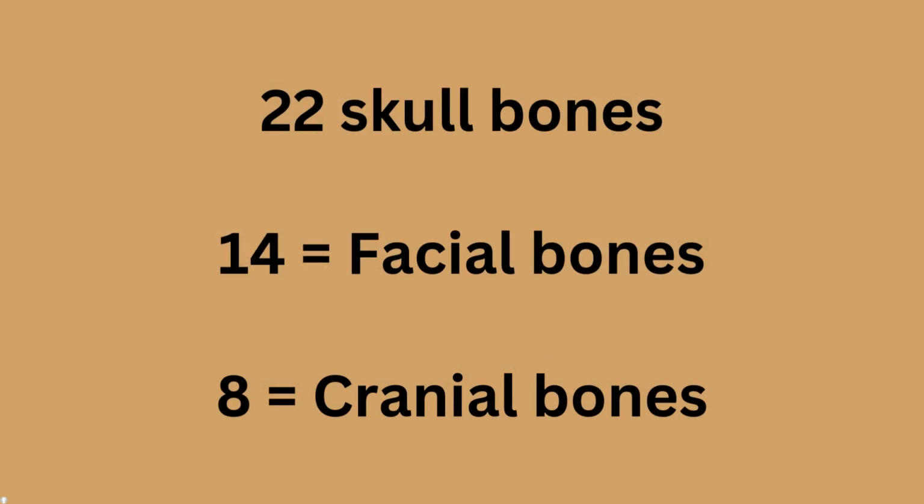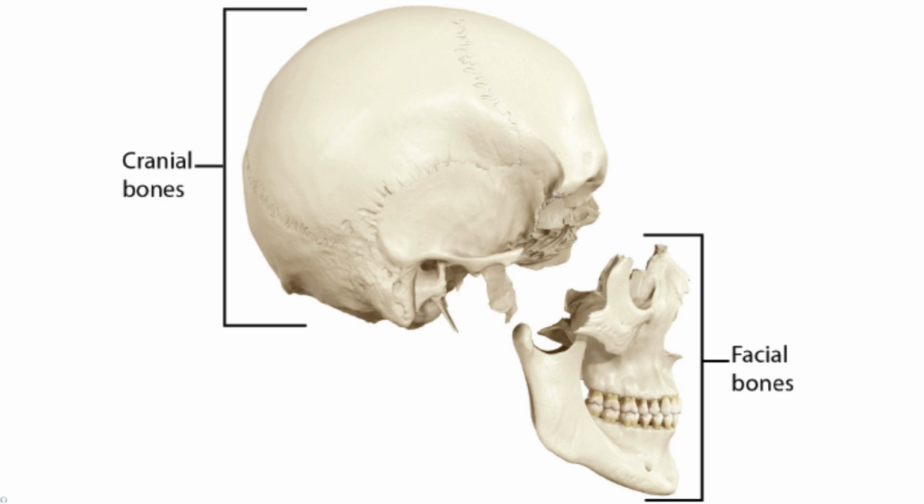So we have 22 skull bones, and they are subdivided into 14 facial bones and 8 cranial bones. We will talk about each one, and for each one I will simplify it as much as possible in order for you to easily remember it. Our skull is divided into two parts. The upper part is the cranial bones and the lower part is the facial bones.